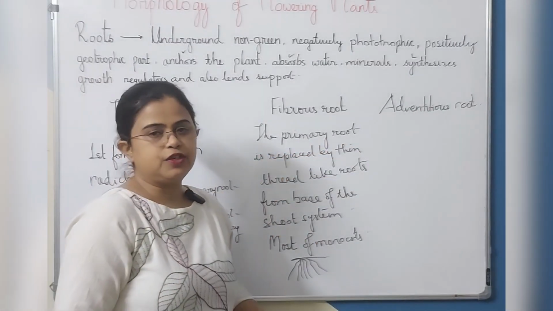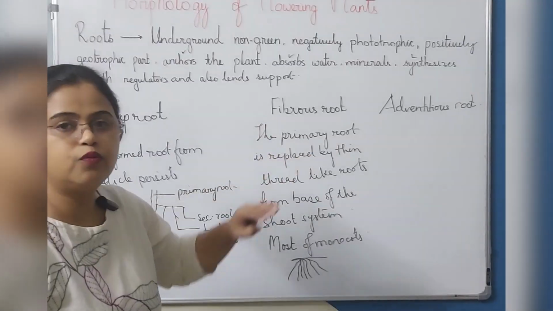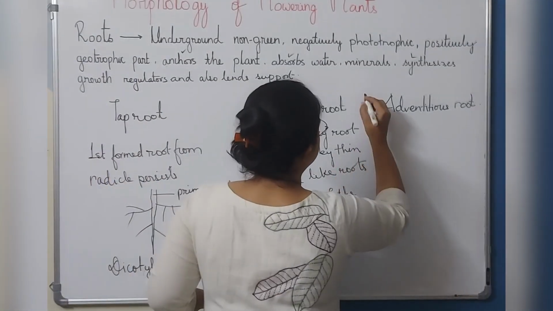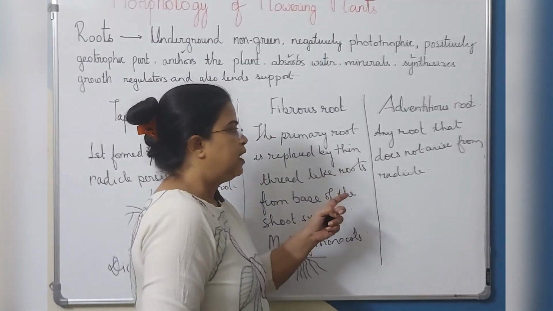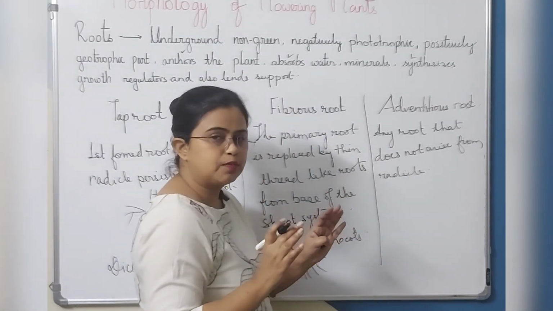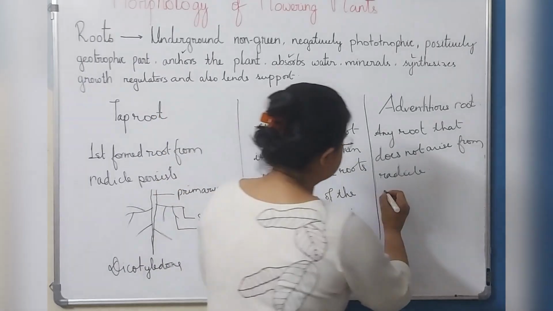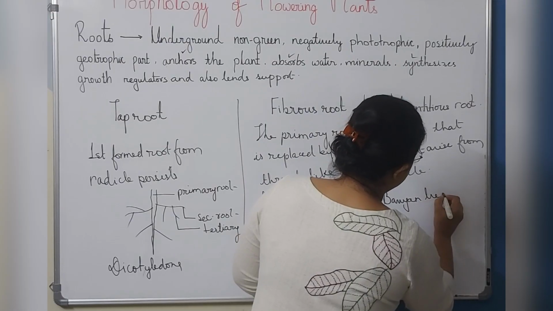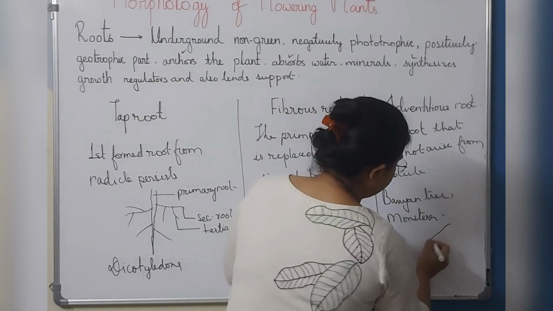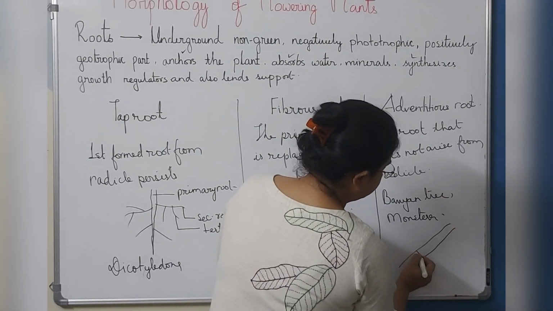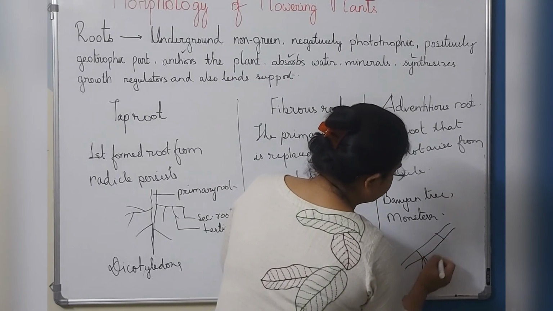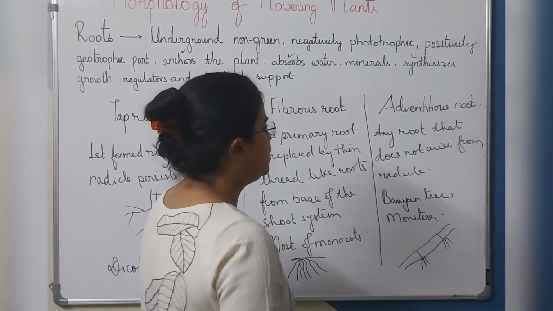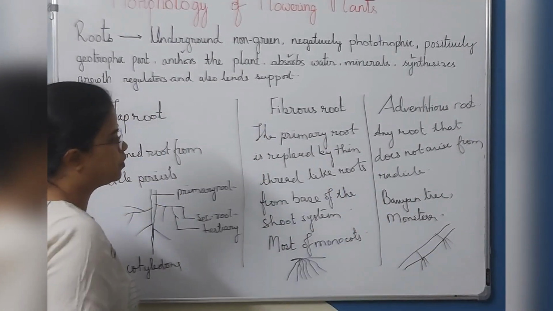And what are adventitious roots? That was the first two. Any root which does not arise from the radical is called adventitious roots. We see this in many plants. Some examples are banyan tree, monstera. If you see the stem of monstera, these are the nodes. From here some additional roots come out for support purpose. Or in the banyan tree, I will come back to it later.